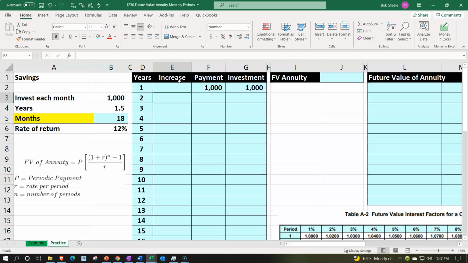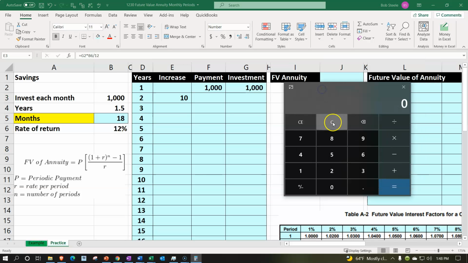Then a period later, we're going to have what our increase would be, which would be interest or dividends or basically gains if we're in stocks and whatnot. And we're going to assume that that's at the 12% gain, which is the yearly rate, but we're talking about months in this case. So we've got to take this 1,000 times the 12%, that would be per year, divided by 12 to get the monthly amount, which would be around $10.